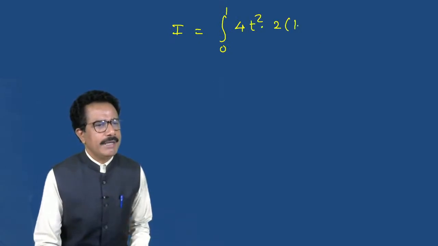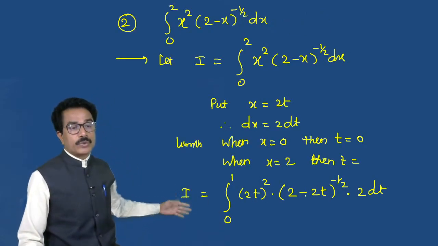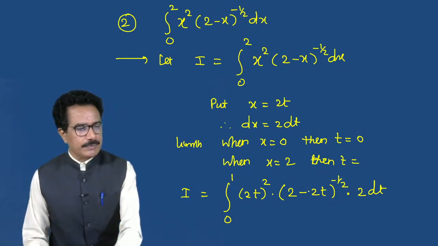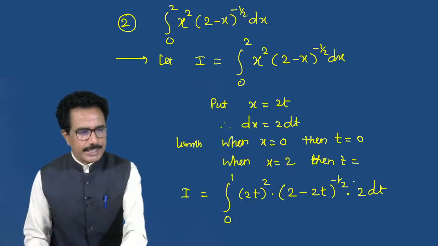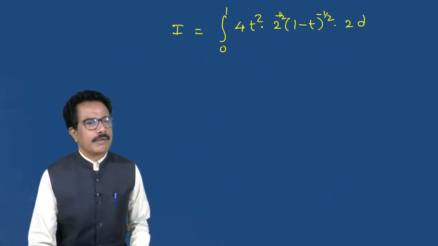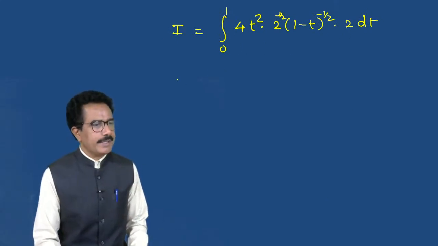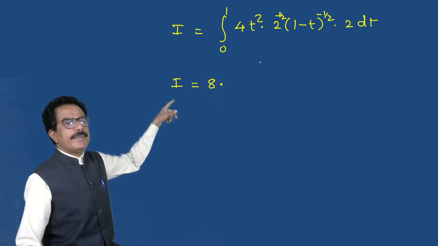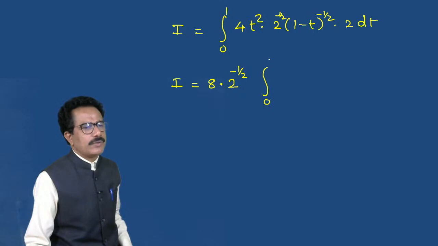into 2 common taken out, 1 minus t, and here bracket raised to minus 1 by 2. After taking 2 common, we get bracket raised to minus 1 by 2. So we can write 2 raised to minus 1 by 2. Again we can write 2 dt. So 4 into 2 dt means what? We can write 8. I is equal to 8 into 2 raised to minus 1 by 2, integral from 0 to 1.